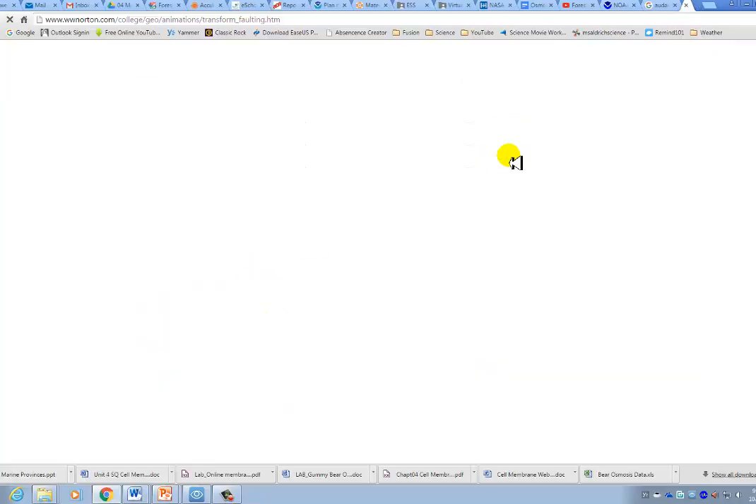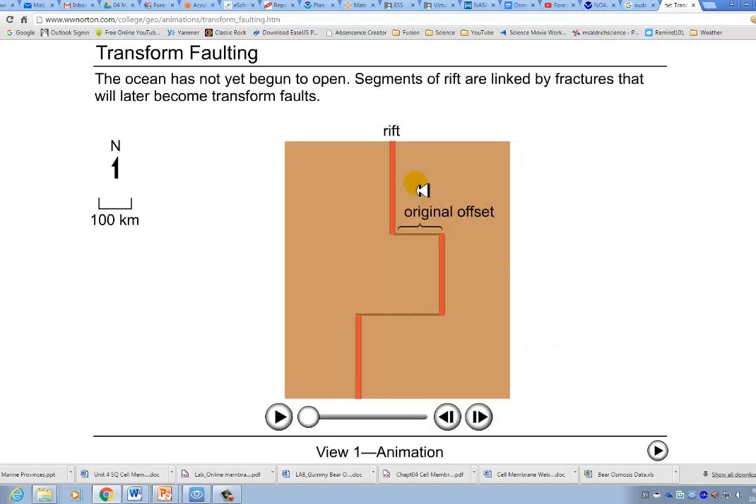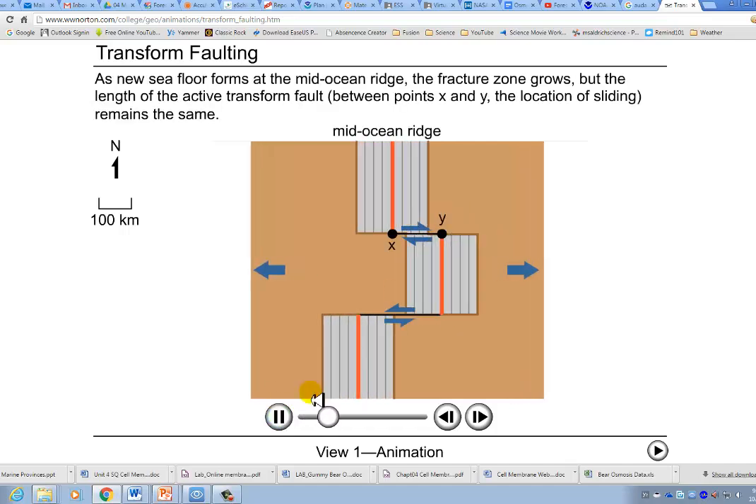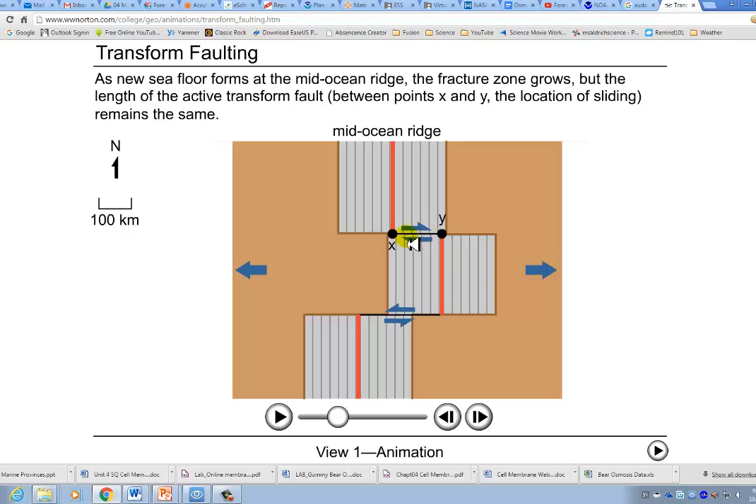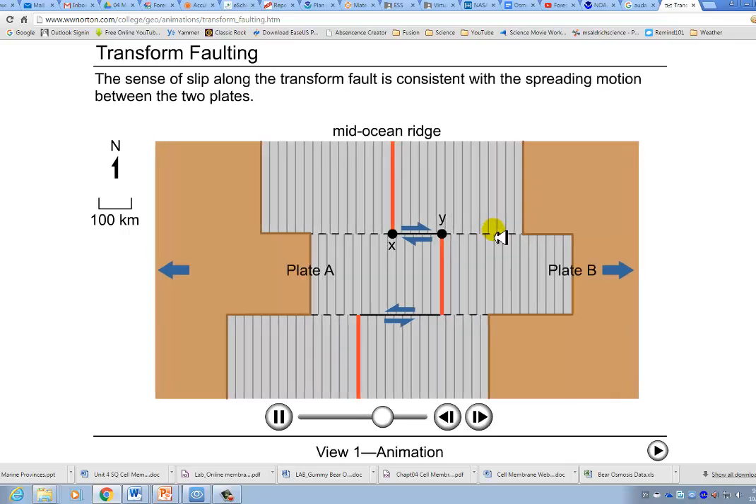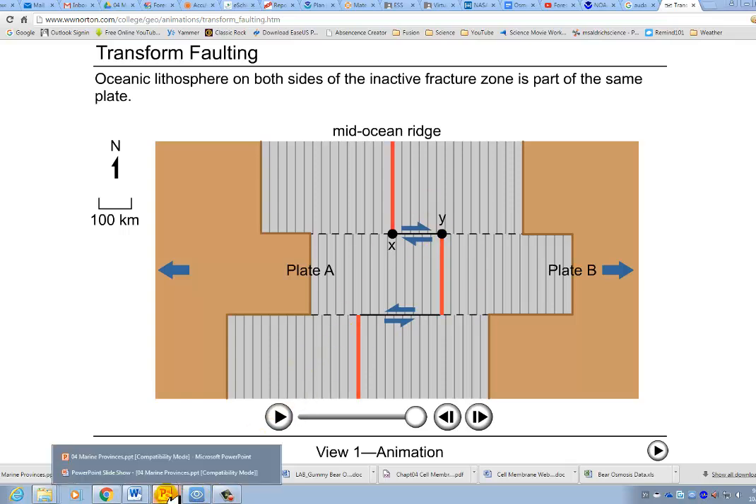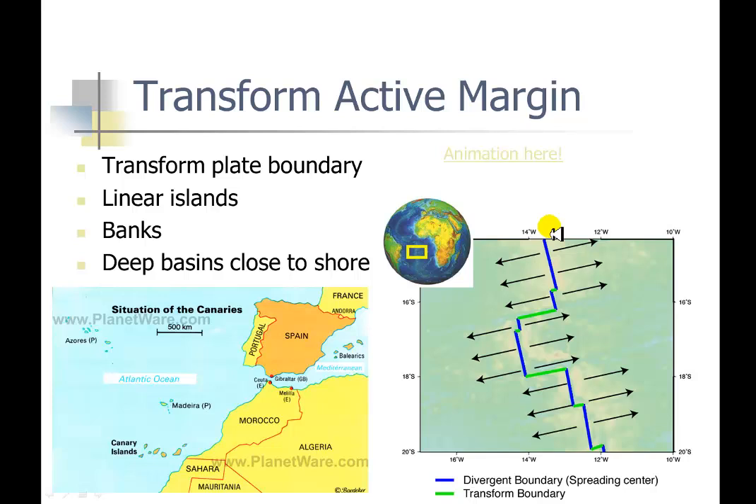There's an animation of that, and okay, it's not going to ask me, it must not be a shockwave. So here's the divergent, the Rift Valley, mid-ocean ridge, and you can see the plates are actually moving away from each other, so between X and Y you do get this transform boundary, and you can get islands and banks from this. And then the fracture zone is when the two plates are moving, so past Y or past X, or actually on opposite ends of these red lines. And I think that's a deep basin. These are usually close to shore.